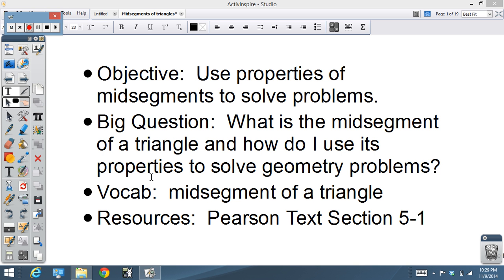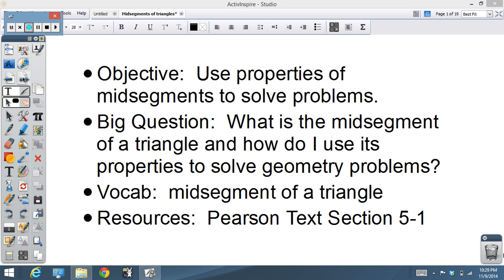We are going to talk about mid-segments of triangles. So something new and different, totally shifting gears from the proofs we've been on, and I'm sure most of you are happy to hear that. It'll be found in section 5.1 in your textbook. The big question is, what is a mid-segment of a triangle, and how do I use its properties to solve geometry problems?